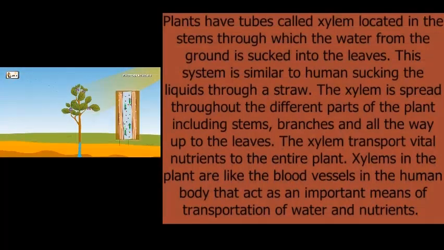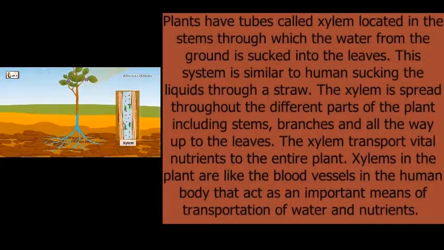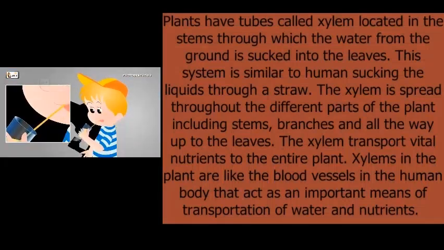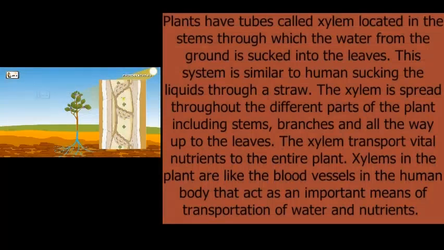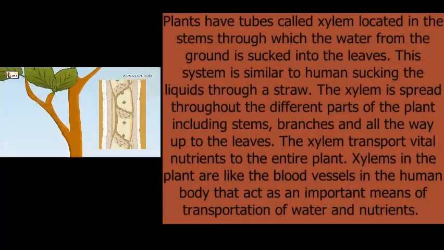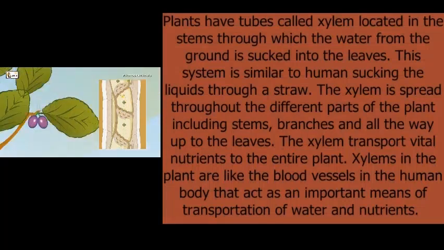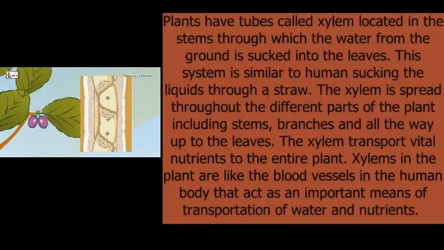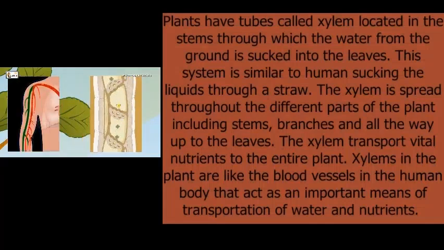Plants have tubes called xylem, located in the stems, through which the water from the ground is sucked into the leaves. This system works similar to humans sucking liquids through a straw. The xylem is spread throughout the different parts of the plant, including the stem, branches, and all the way up to the leaves. The xylem transports vital nutrients to the entire plant. Xylems in the plant are like blood vessels in the human body that act as an important means of transportation of water and nutrients.